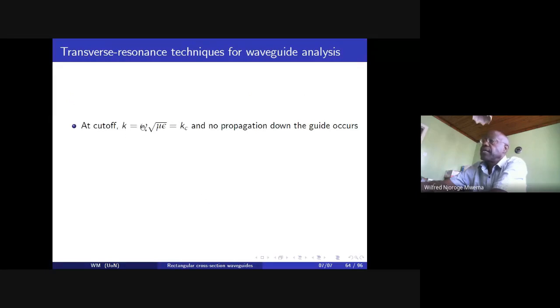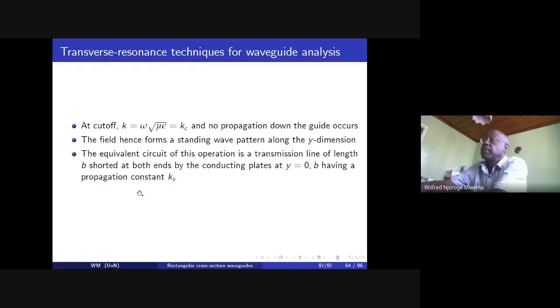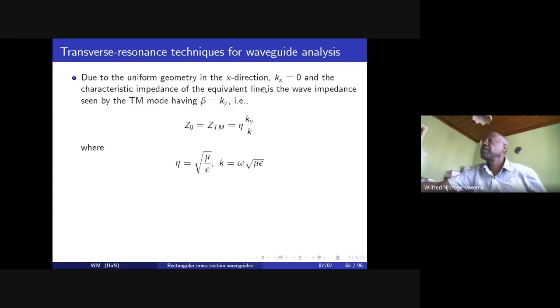So at cutoff, K is equal to omega root mu epsilon equal to Kc, and no propagation down the guide will occur. And the field hence forms a standing wave pattern along the Y dimension. So the equivalent circuit of this operation is a transmission line of length B that is short-circuited at both ends by the conducting plates at Y equal to 0 and B, and having a propagation constant of Ky. Due to the uniform geometry in the X direction, Kx is equal to 0, and the characteristic impedance of the equivalent line is the wave impedance seen by the TM mode having beta equal to Ky, that is, Z0 is equal to Ztm equal to eta Ky by K, where eta is just the square root of mu by epsilon, and K is of course the usual omega root mu epsilon, or omega by c.